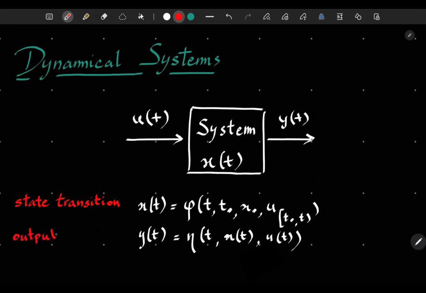Second, we have the output function. This function represents the relationship between the outputs y of t, the state x at time t, and the input u at the same time t. This relation might also explicitly depend on the time. Note that y only depends on x and u at the same time. All of the history or dynamics of our system is contained in the x variables, of which y is just an alternative or maybe reduced representation.